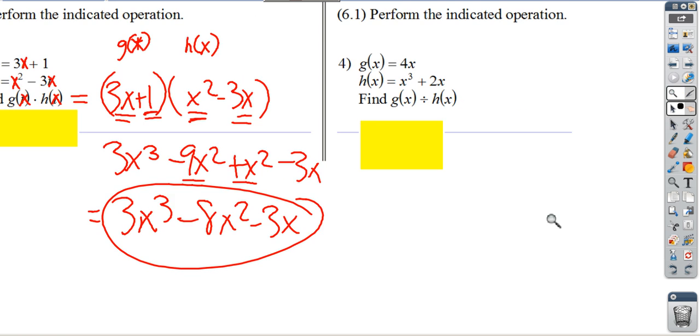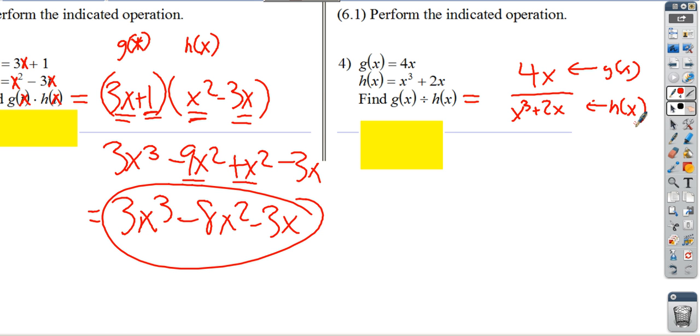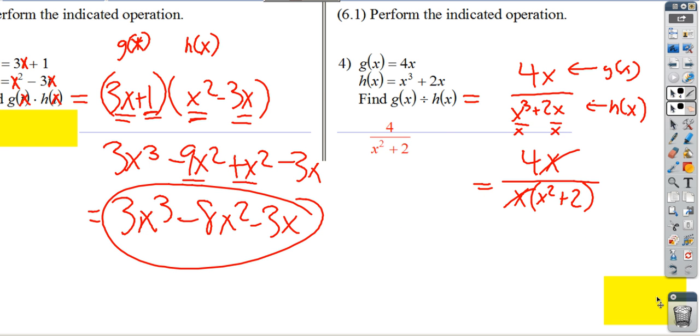Last one is division. So g of x divided by h of x would be 4x. That right there is g of x over x cubed plus 2x. That right there is h of x. There's only one thing we can simplify here. These on the bottom have a common factor of x, so we could write 4x over x, and then if we pull out an x from each of these, x cubed divided by x is x squared, 2x divided by x is 2, and then these x's will cancel, and that leaves us with 4 over x squared plus 2.